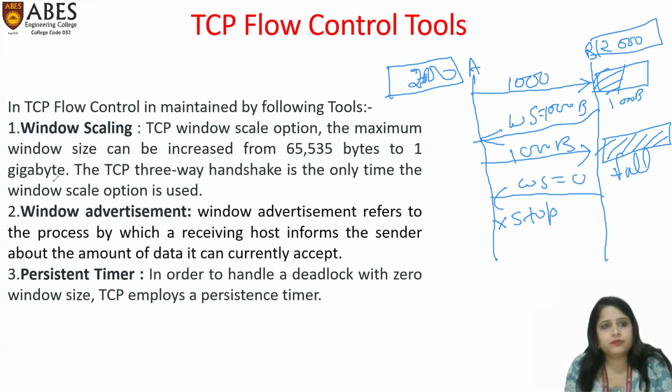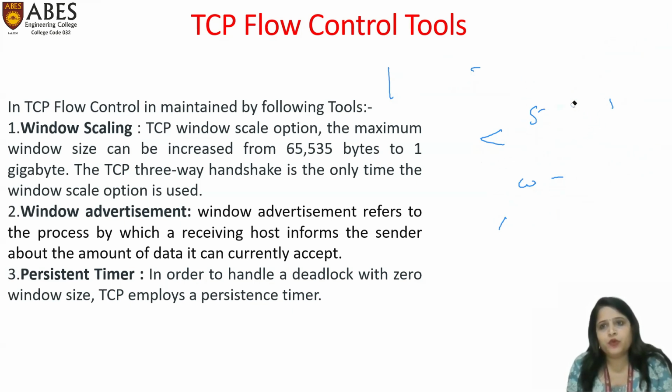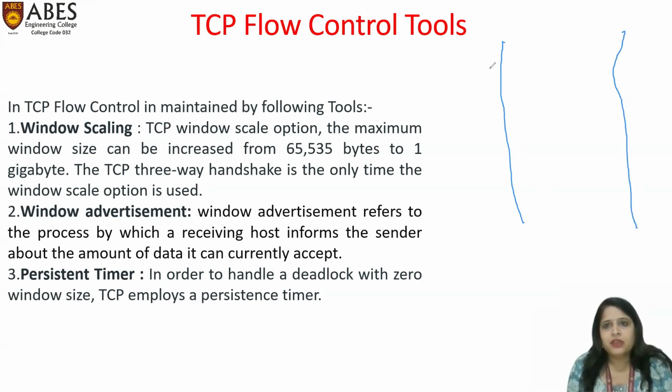The third tool for flow control is the persistent timer. The persistent timer is basically used to avoid the deadlock condition, right? In the TCP protocol, to avoid deadlock, we use the persistent timer tool. To understand the concept of the persistent timer, again we'll continue our example. This is a client and this is a server. In the first phase, we have to establish the connection.